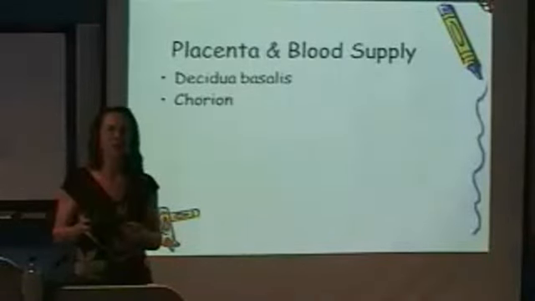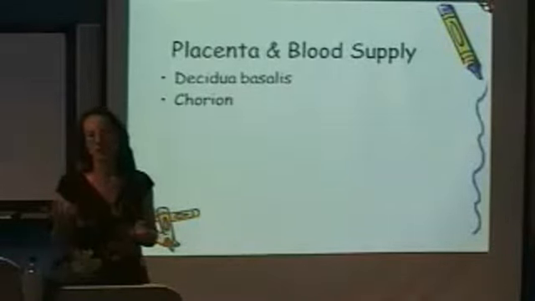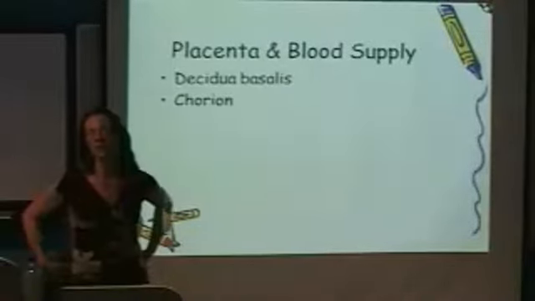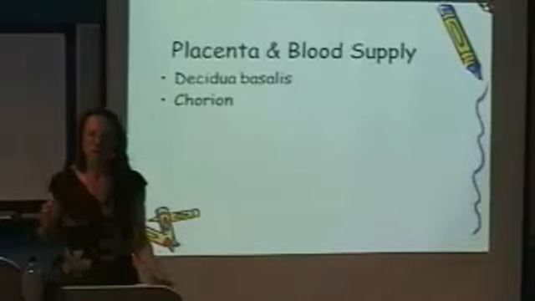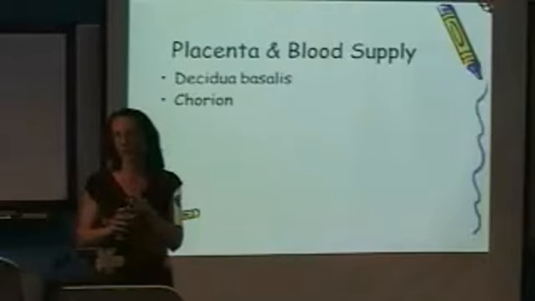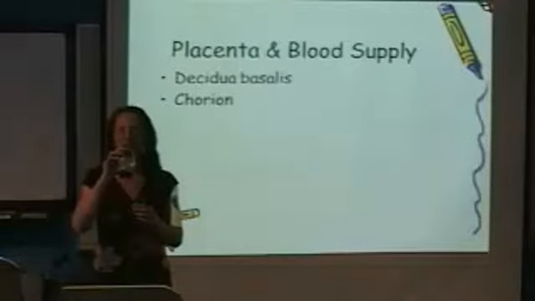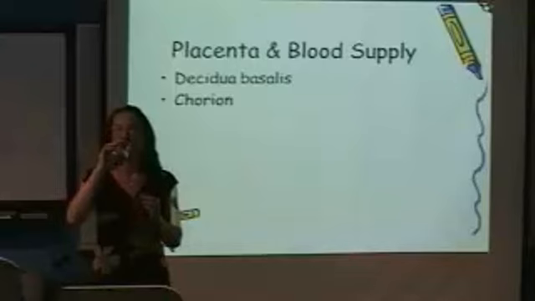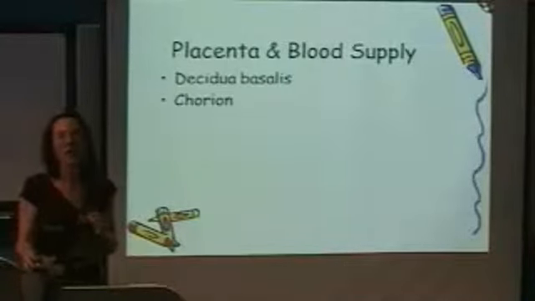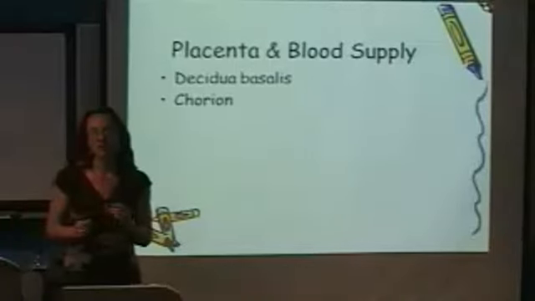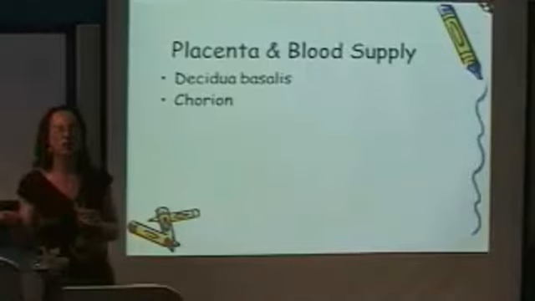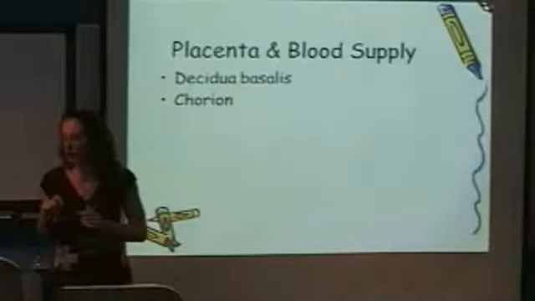Keeping it very, very simple, the placenta has two major parts. There's the decidua basalis and the chorion, or the chorionic villi. The decidua basalis is going to be the maternal portion of the placenta. I'll show you this on the next picture. Okay, so next to decidua basalis, please put that it is the maternal portion. The chorion is going to be the embryonic portion. Okay, so decidua basalis is maternal, chorion is going to be embryonic.